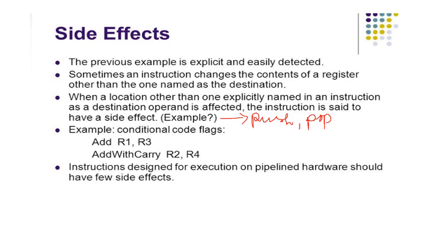Another possible side effect involves the conditional code flags, which are used by instructions such as conditional branches and add with carry. Suppose that registers R1 and R2 hold a double precision integer number that we wish to add to another double precision number in registers R3 and R4. This may be accomplished as follows: Add R1, R3; add with carry R2, R4. An implicit dependency exists between these two instructions through the carry flag.